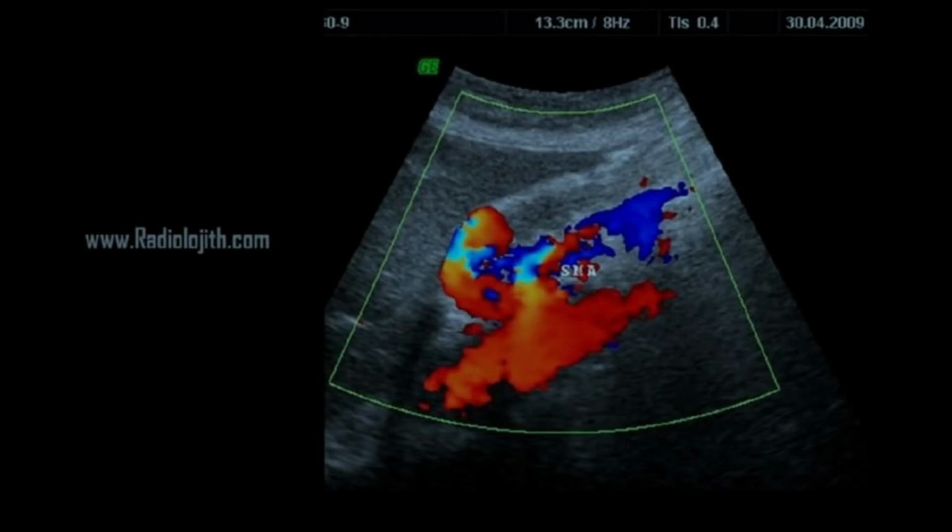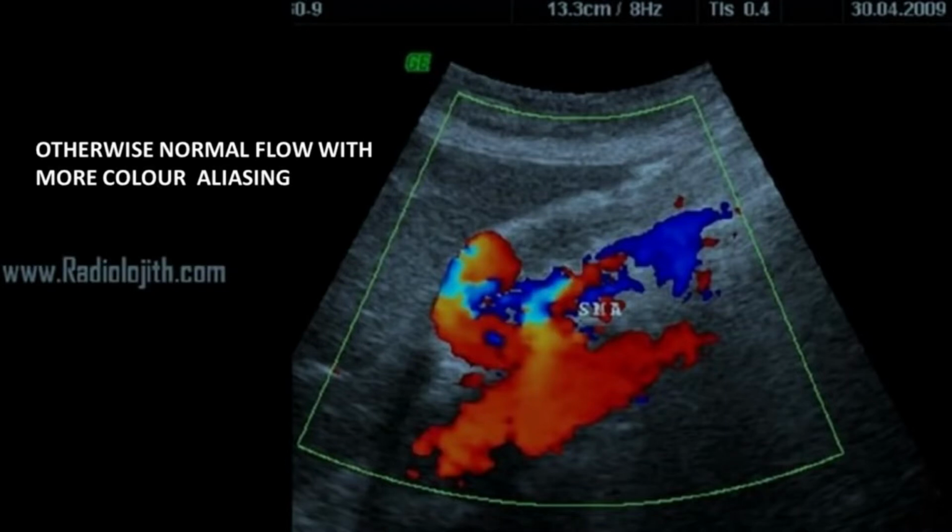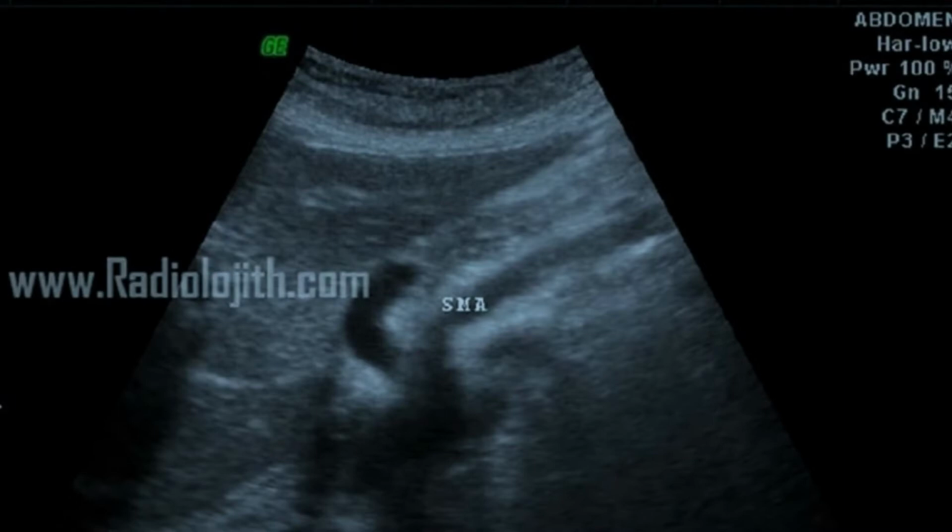There's a very short common trunk which then bifurcates as the celiac axis and superior mesenteric artery on B mode and on Doppler. They are widely patent and show a normal angle with no stenosis, occlusion or aneurysmal dilatation. The Doppler image might be misleading due to a lot of color aliasing. The visualized aorta appears normal on B mode and on color Doppler.